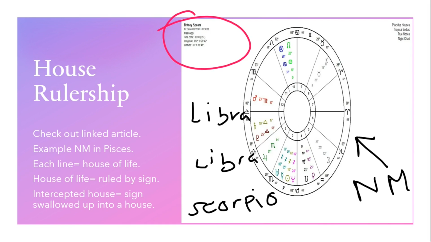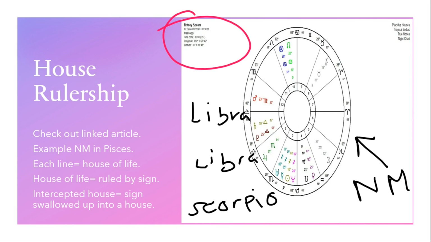So here we've got Britney over on the right hand side. The first thing we need to understand is that on a chart, each line by a house where we have a number is going to be ruled by a sign, and this is what we call house rulership in astrology. For example, if we look at Britney, we've got house 1 and we can see where I've written Libra because we've got the sign for Libra there. We've got house 2 and the sign for Libra there, and I've written Libra. Then we've got house 3 and the sign for Scorpio, and I've written Scorpio there.